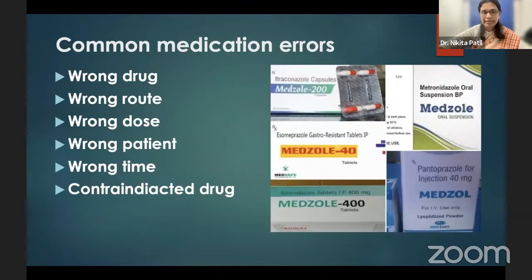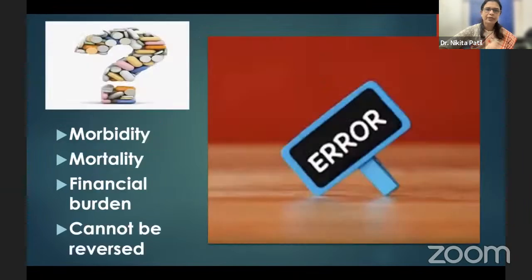It can be a wrong drug, as in the case of Rogam and Rocuronium. It can be a wrong route: IV, IM, subcutaneous, epidural, anything. Wrong dose, wrong patient, wrong side, wrong time of the drug, and a contraindicated drug which is not supposed to be given, but it has been given. As you can see in the picture also, Medzol 200, Medzol 40, Medzol 400. There is a variety of drugs, but everywhere it is Medzol. So big confusion in the name itself.